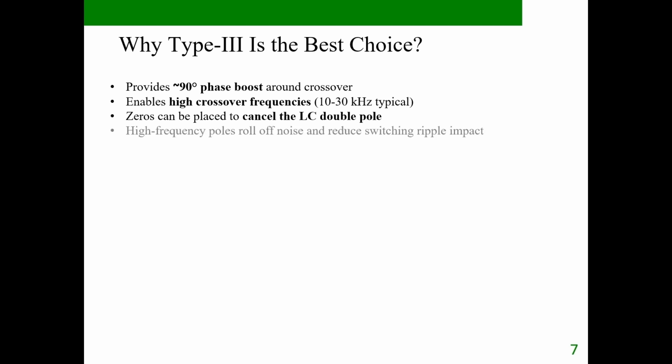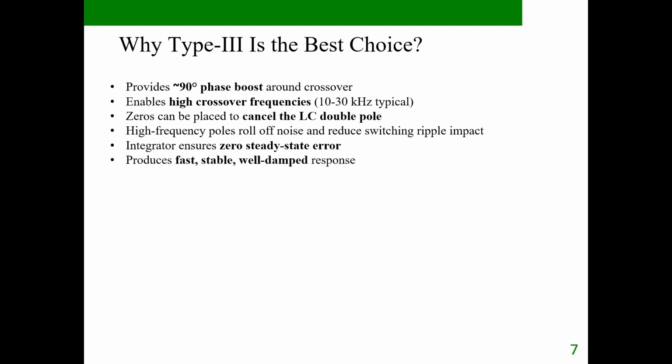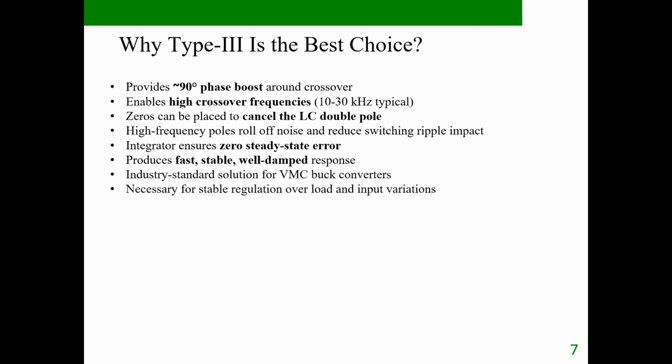Third, the two high frequency poles help roll off noise and push down the gain at frequencies where switching noise and measurement noise dominate. The integrator ensures zero steady state error, giving accurate output voltage regulation. Together, these features allow a Type 3 compensated voltage mode buck converter to achieve fast, stable and well-damped transient performance at practical bandwidths such as 5 kHz, 10 kHz or higher. For these reasons, Type 3 is the industry standard choice for voltage mode control buck converters.